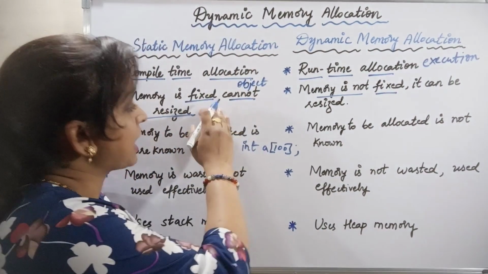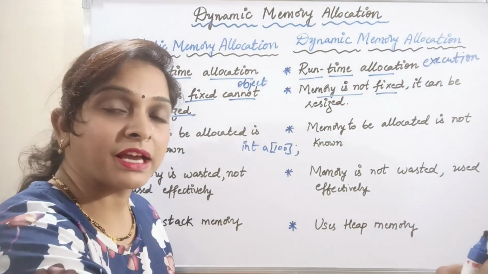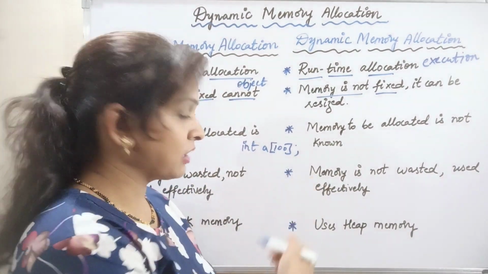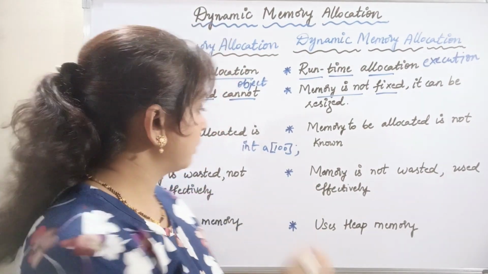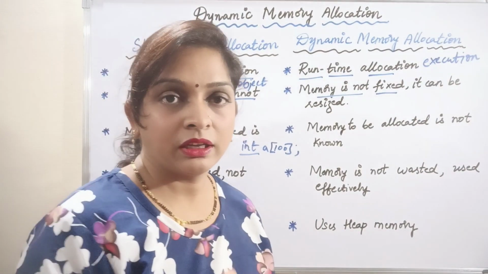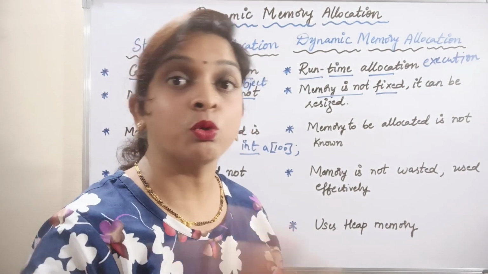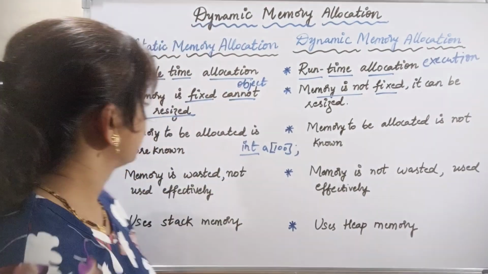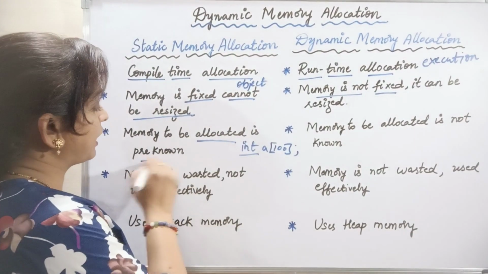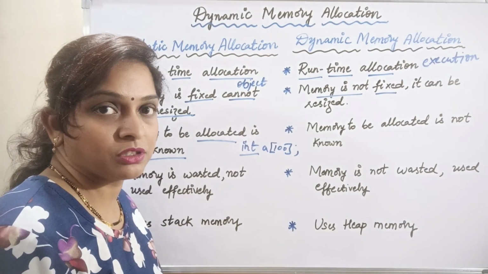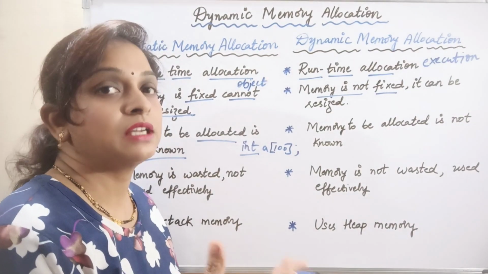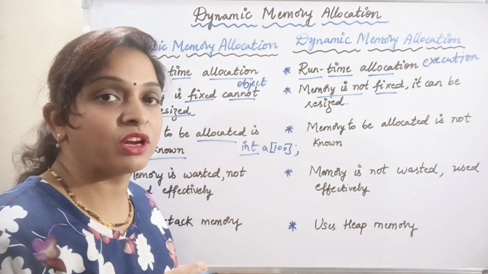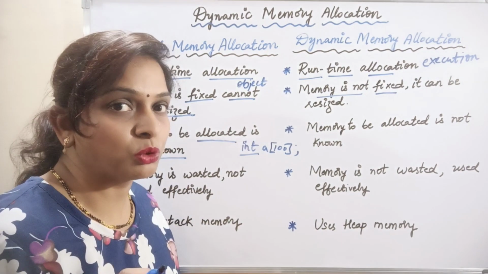But here, when I say static, I say 100 means a maximum of 100 elements I can store. So A of 100 means 100 elements I can store. With respect to integer, one integer value is 2 bytes, so 200 bytes will be fixed. I cannot resize that. So here, the memory to be allocated should be pre-known to the user. So we have to provide some approximate size so that we decide how much memory we require. So it should be pre-known to the user.